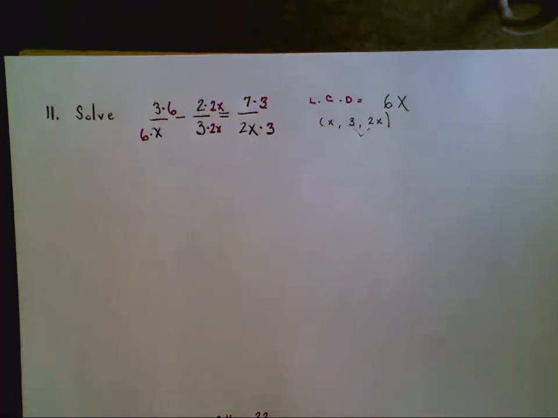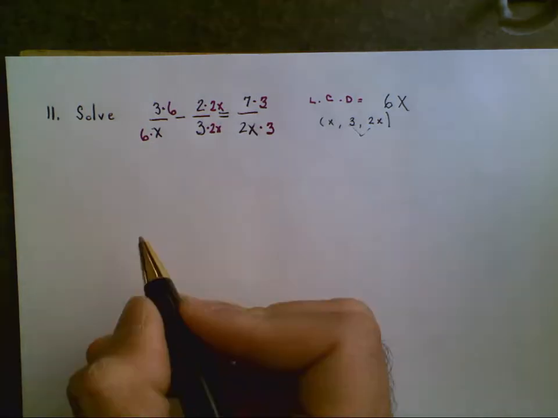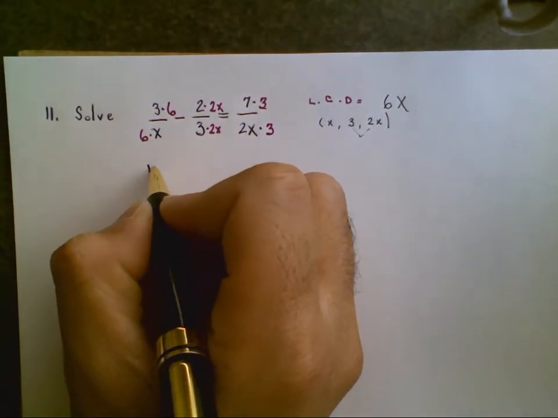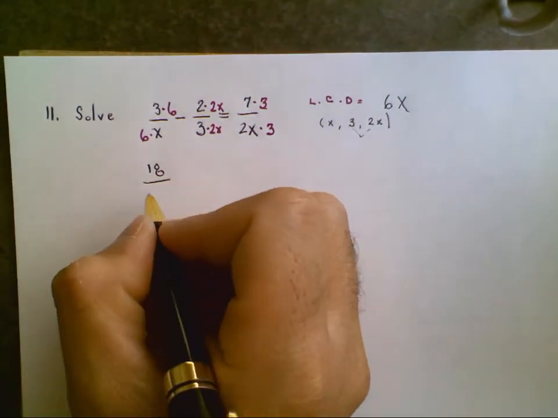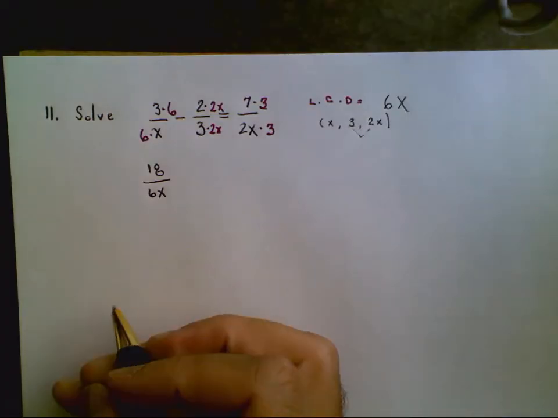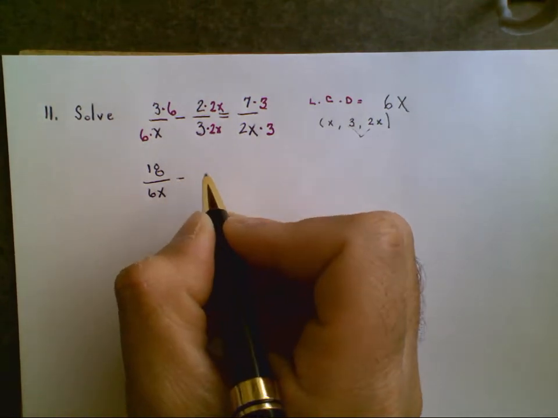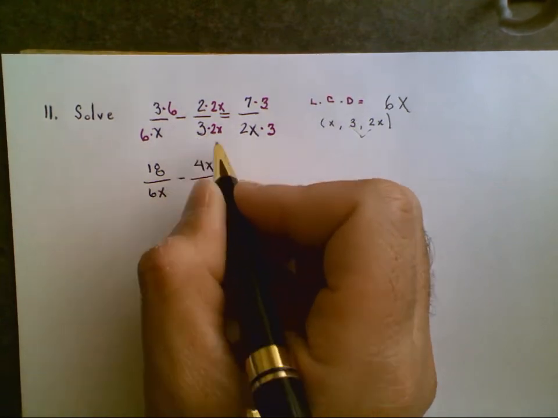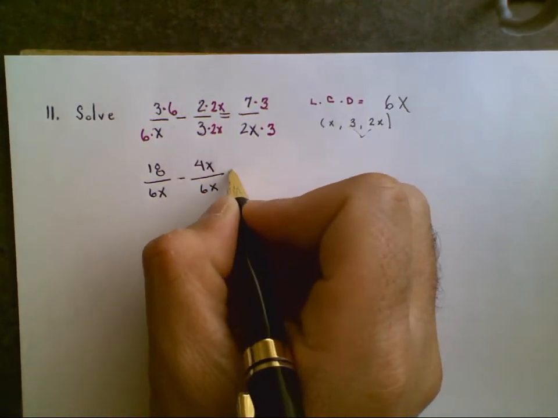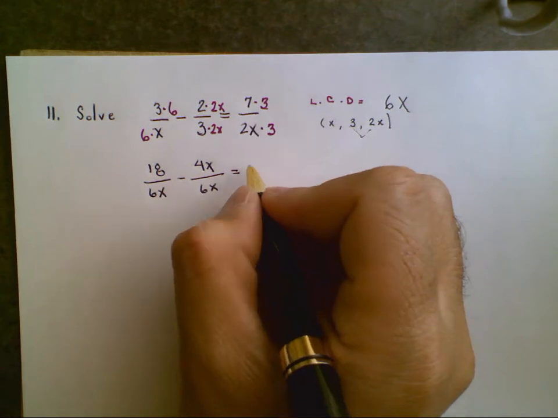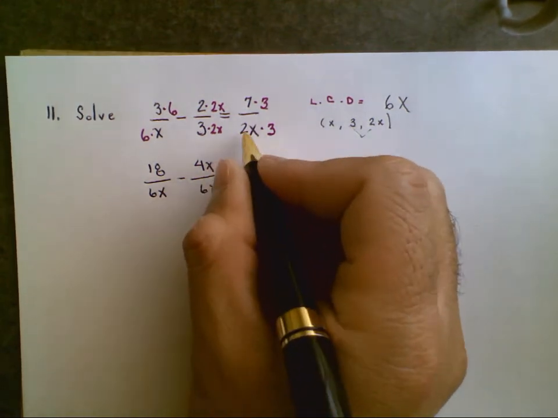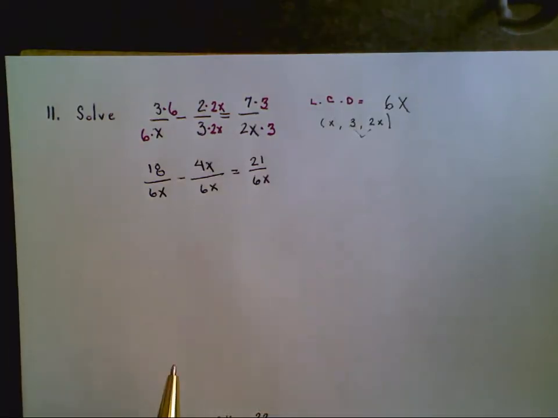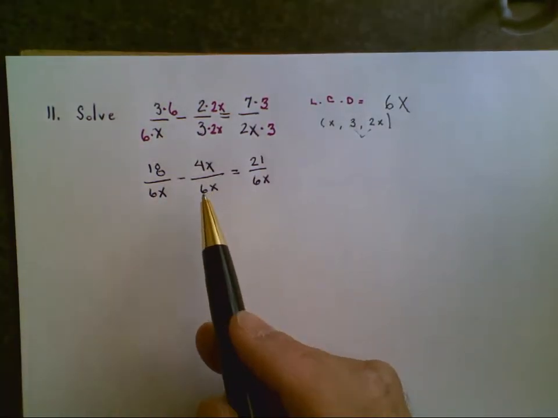Let's simplify. So in this case, what I have is 3 times 6 is equal to 18 over 6x, minus, then I have 2 times 2x is 4x over 3 times 2 is 6x, equals 7 times 3 is 21 over 3 times 2 or 2 times 3 is 6x. Okay, as we can see, all the denominators are the same.